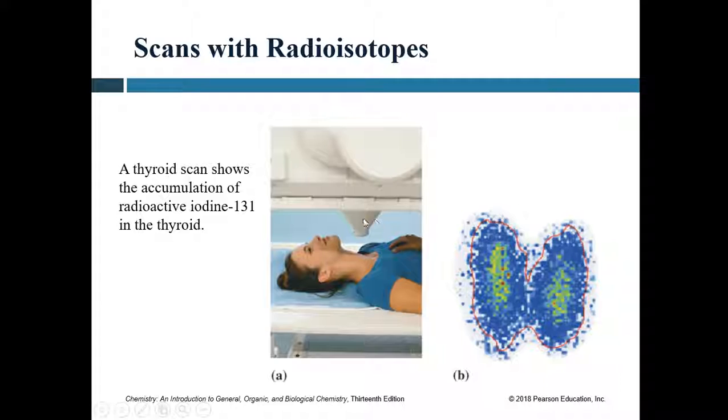So here's them doing the imaging here on our throat, and here is this scan, and it is showing the accumulation of the iodine-131.